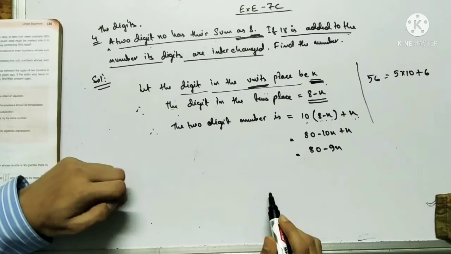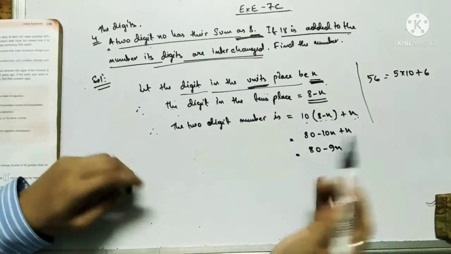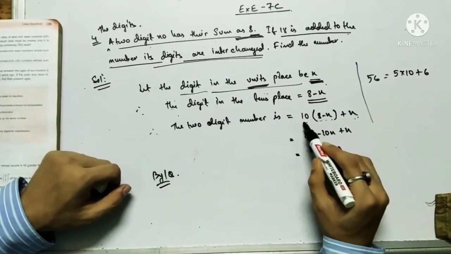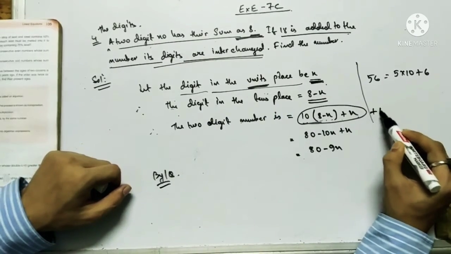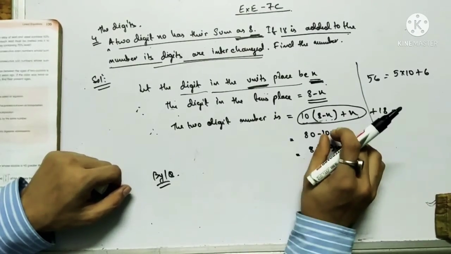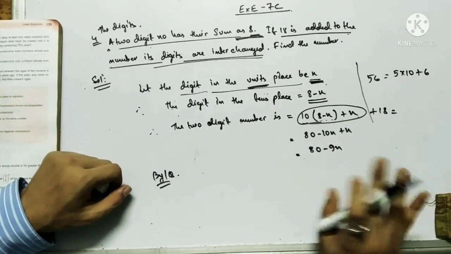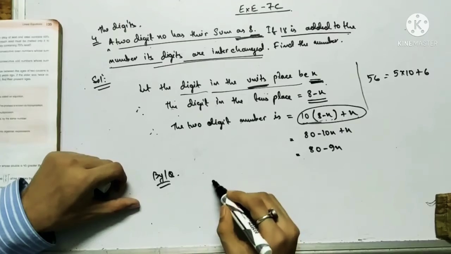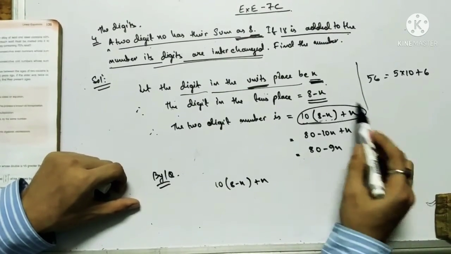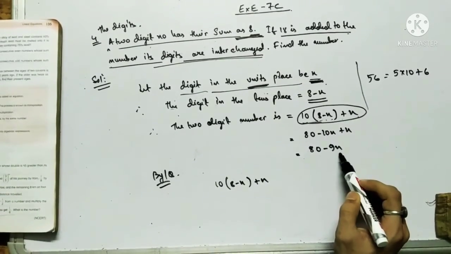Finished? Now you see, if 18 is added to the number, its digits are interchanged. So by the question, if you add 18 to this number, then its digits are interchanged. That means the digit in the tens place will go to the units place and the digit in the units place will come to the tens place. So by the question I will write 18 plus (8 minus x) into 10 plus x. You always take this equation, this one not. This one will help me to put the value of x in.